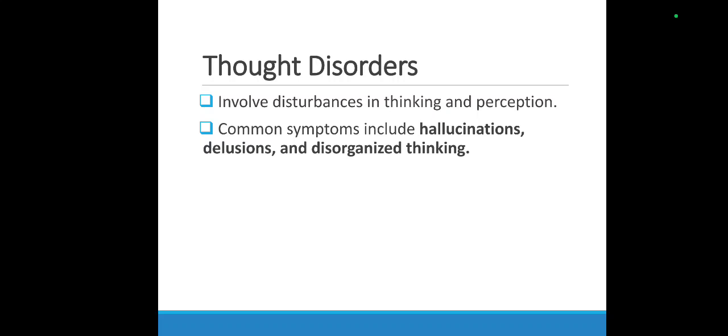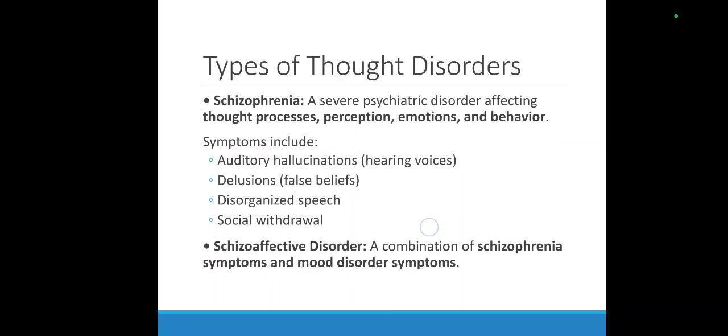So now let's talk about thought disorders. If a mood disorder affects the affect or mood of the patient, thought disorder involves disturbances in thinking and perception. Common symptoms may include hallucinations, delusions, or even disorganized thinking. So what are the different types of thought disorders? First, we have schizophrenia. Schizophrenia is a severe psychiatric disorder affecting thought process, perception, emotions, and behavior.